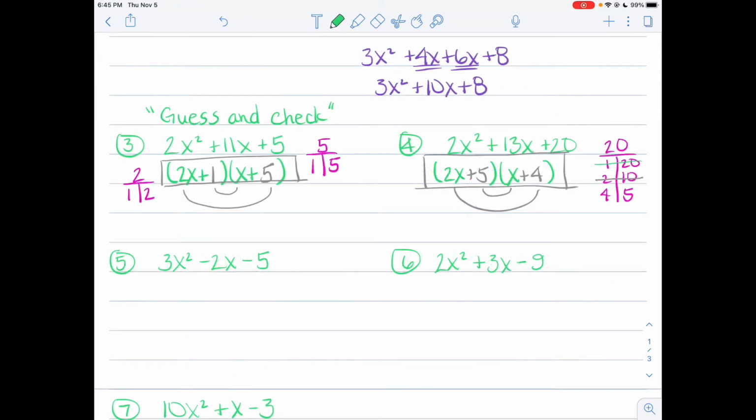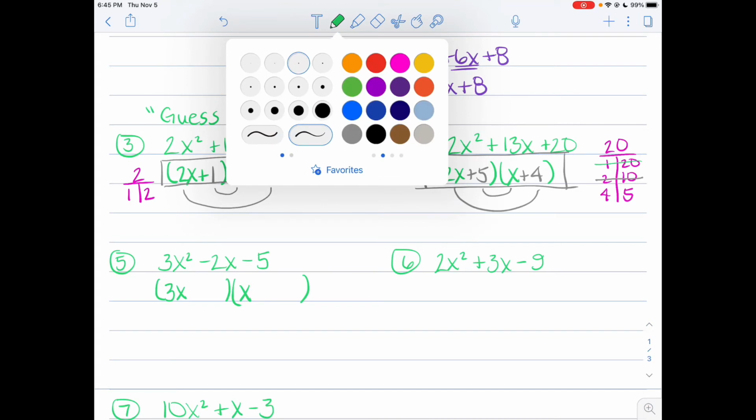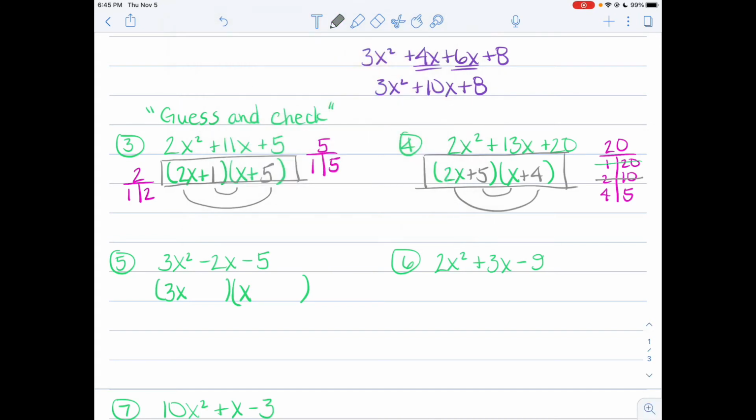On this next one, notice that I have some negative signs. So I'm no longer going to be able to say that everything is positive. I can say, though, that my front terms are positive because I have a 3x squared. I know I must have a 3x and an x, and those are positive. But let's look at factors of 5. I have 1 and 5, but one of those needs to be positive and one needs to be negative, so I need to determine which one goes in the front parentheses, which one goes in the back parentheses, and which one has a positive and a negative sign.